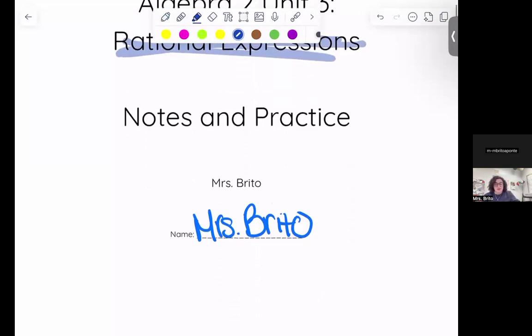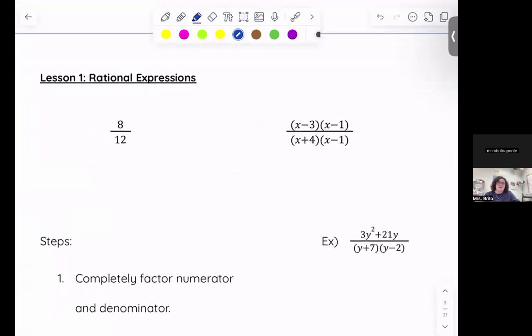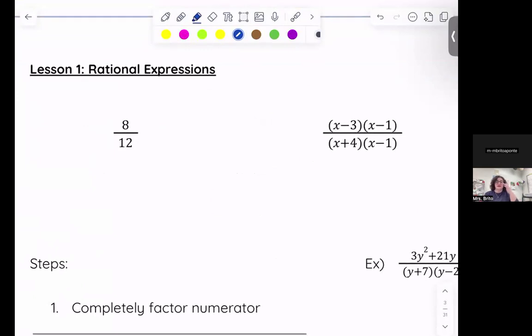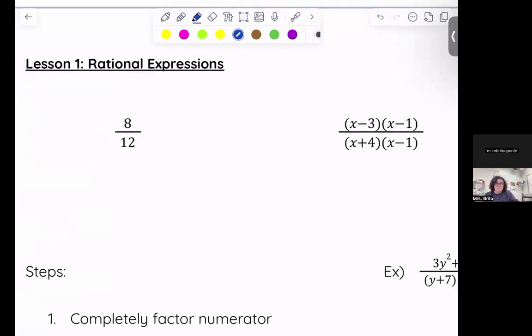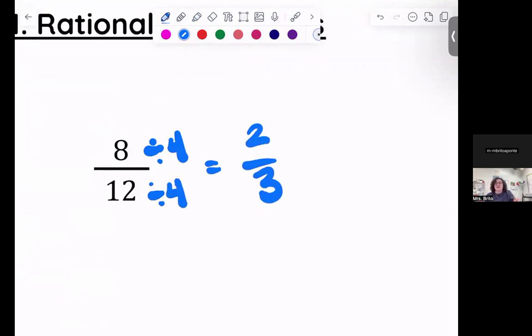You'll see what I mean when you flip to the first page of your packet. What we're going to do today is look at simplifying expressions, no equal sign. But let's take a look at this one first: 8 over 12. You guys are really good at remembering how to simplify fractions. You probably see 8/12 and think, I can divide both of them by 4, and you get 2/3. That's basically the same concept as what we're looking at.